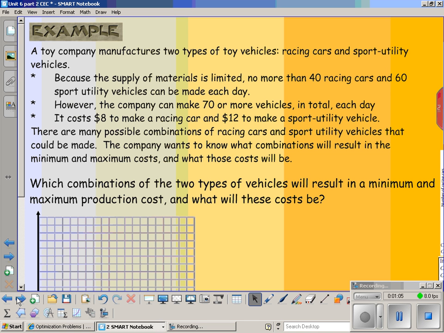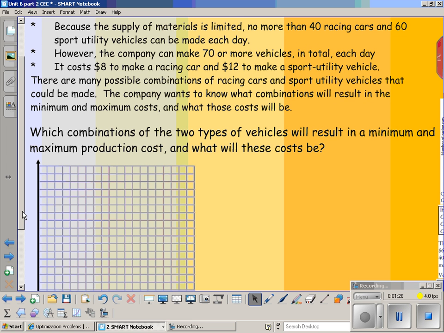There are many possible combinations of racing cars and sport utility vehicles that could be made. The company wants to know what combinations will result in the minimum and maximum costs and what those costs will be. So we need to find which combination will result in a minimum and maximum production cost.